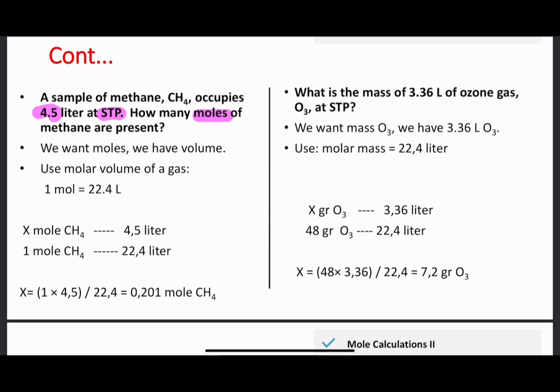So what you do is either proportion, you say 1 mole is 22.4 and 4.5 is how many moles. You can get it, or you can use this formula, n equals V given divided by V STP, and it would be 4.5 divided by 22.4, and it would be 0.2 mole.